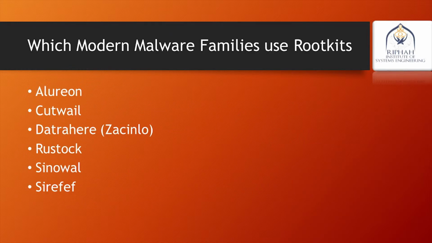What are modern malware families that use rootkits? Number 1, Alureon. Then Cutwail, Detrahere, Zacinlo, Rustock, Sinowal, and ZeroAccess.